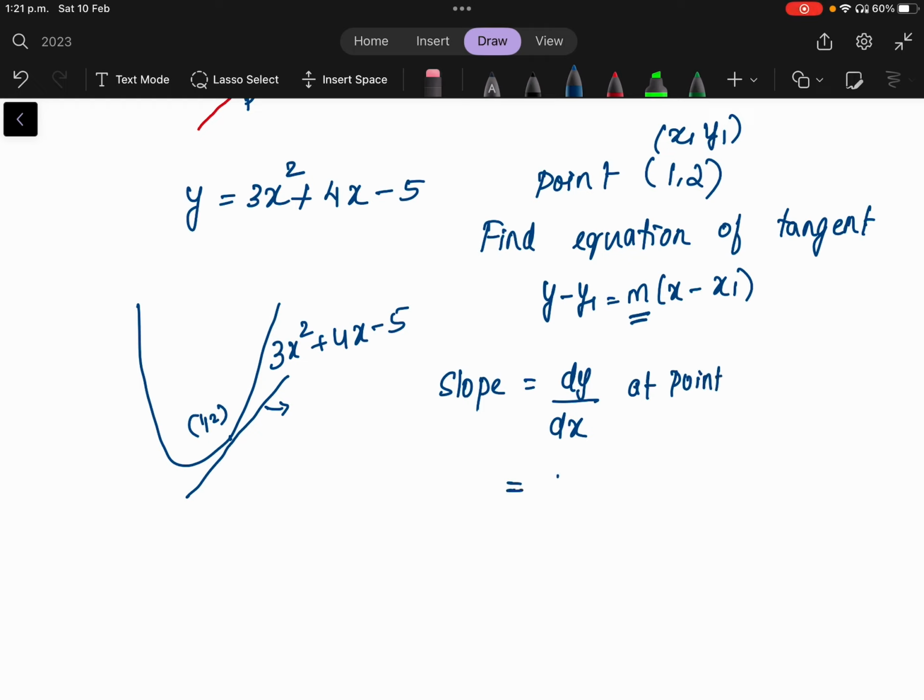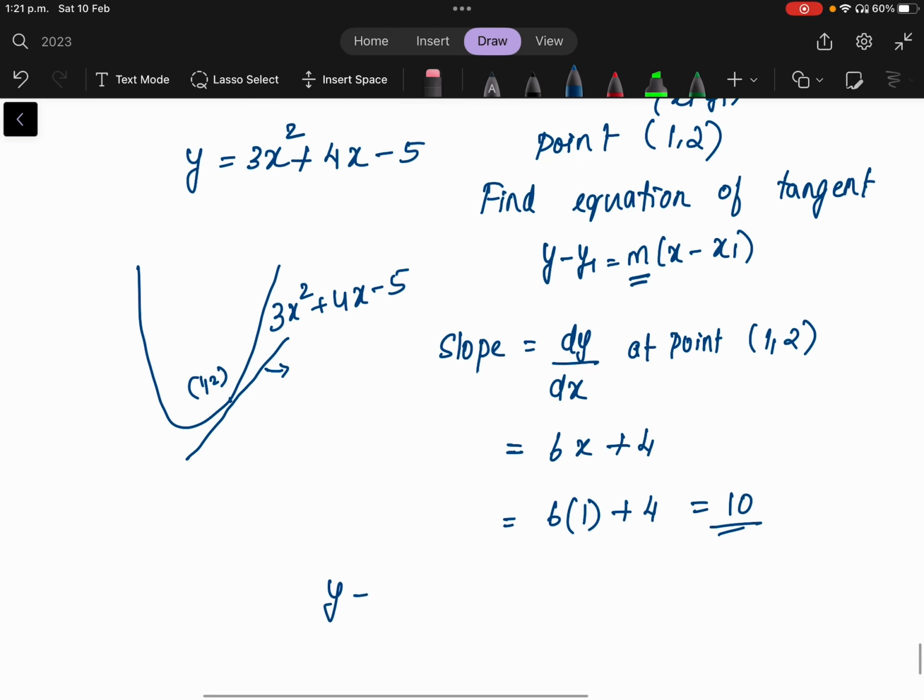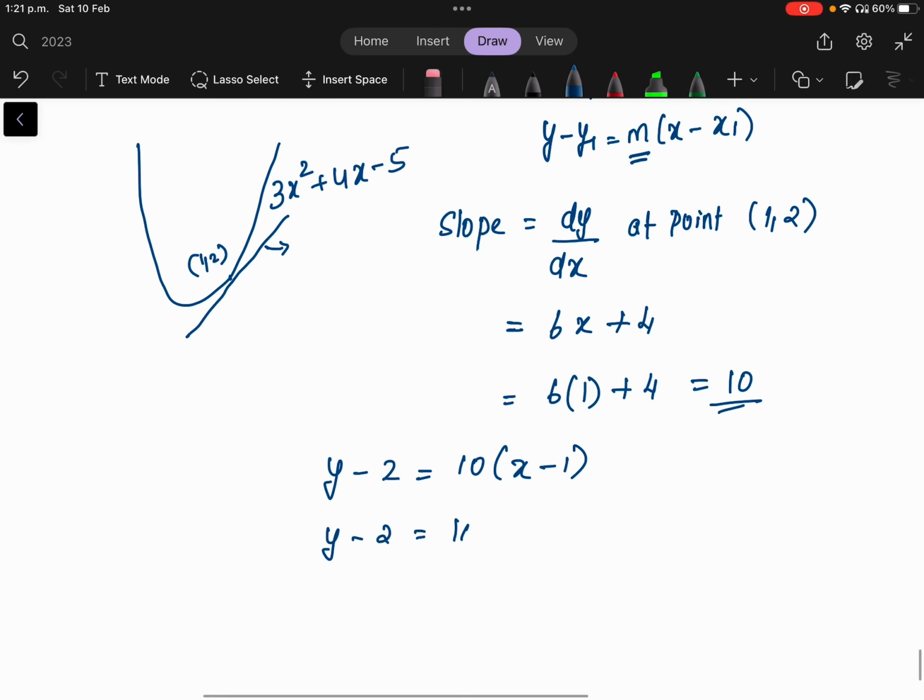So dy by dx is equal to 6x plus 4. And at the point (1, 2), what will be the value? 6 times 1 plus 4, which is equal to 10. So you just sub in the value of x and you get this value. Now you got the slope also. Now you can write the equation as y minus 2 is equal to 10 times x minus 1, and then you can simplify this. Y minus 2 is equal to 10x minus 10, or you can simplify this as 10x minus y minus 8 is equal to 0. So this is the equation of the tangent.